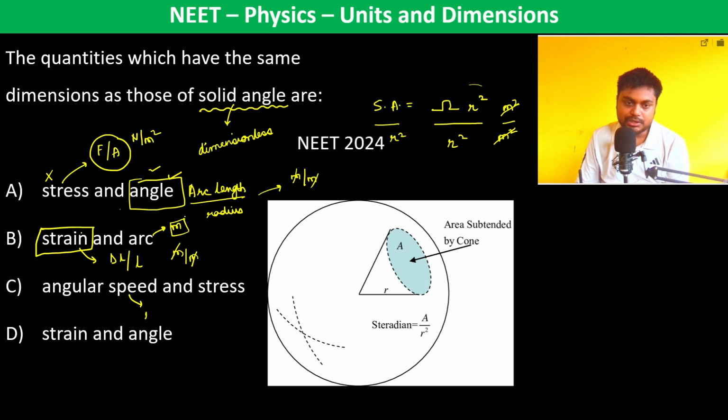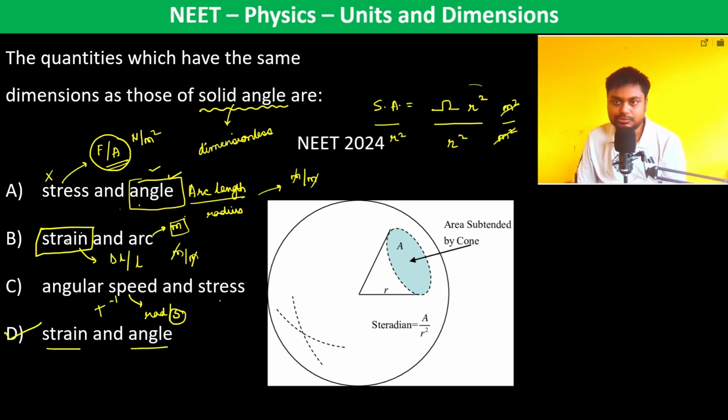Angular speed is radian per second. So this is per second. So again this has dimension of T to the power minus 1. Stress we already saw, F by A. So therefore strain and angle, both of them are dimensionless. So the correct option is D.